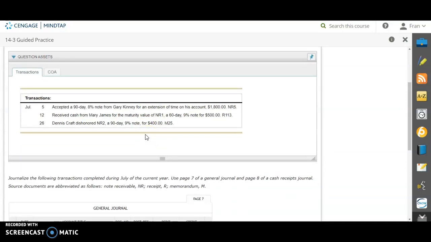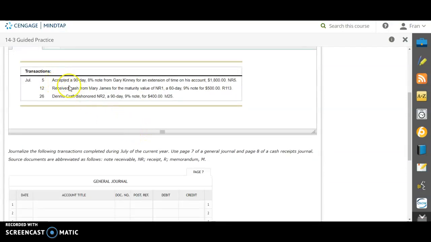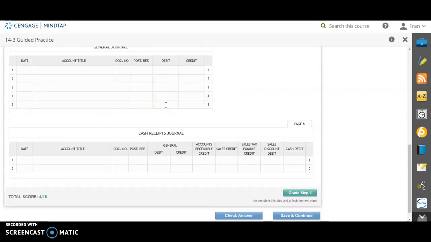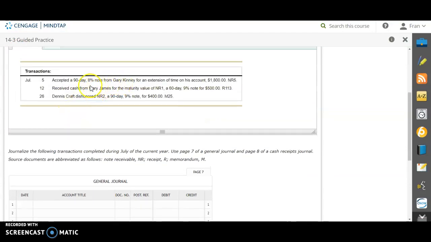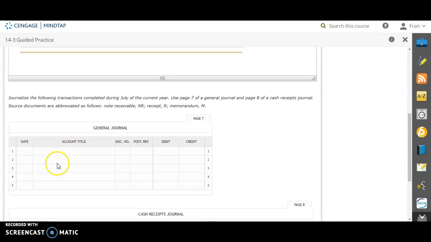All right, we're going to journalize a couple transactions. Accepted a 90-day 8% note from Gary Kinsey for an extension of time on his account for $1,800. Okay, so the first thing we've got to do here is convert his accounts receivable, because Gary had an account receivable, extension of time on his account. So we're going to turn his accounts receivable into a notes receivable. So watch how that goes.